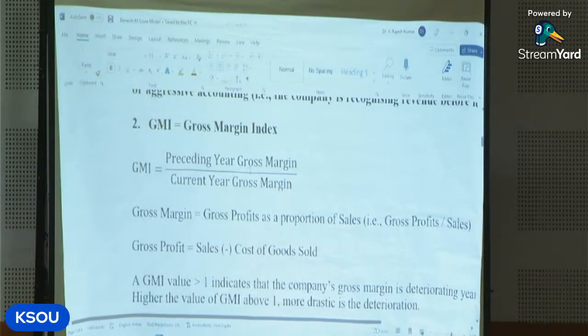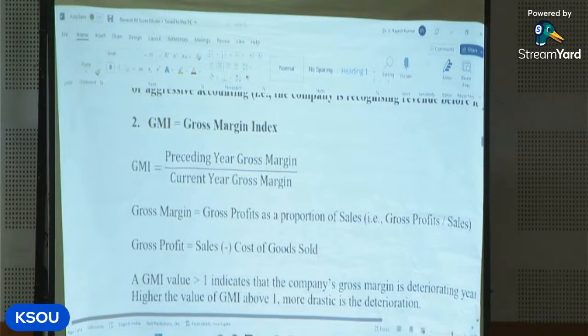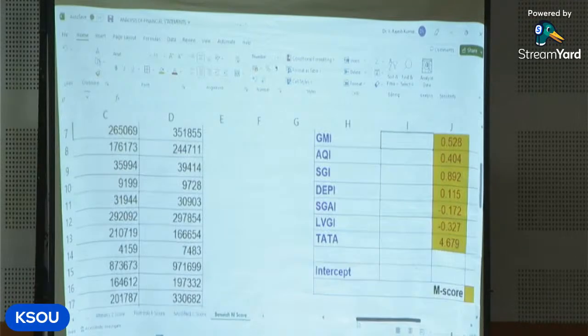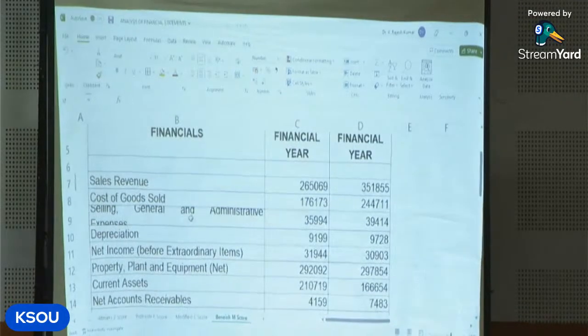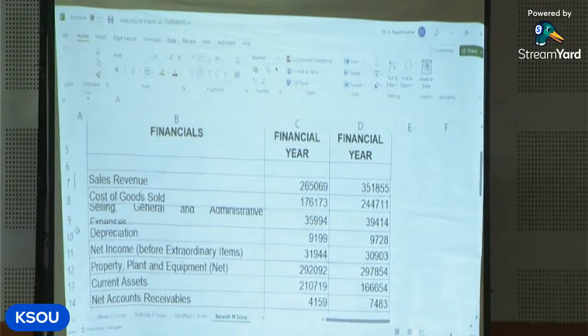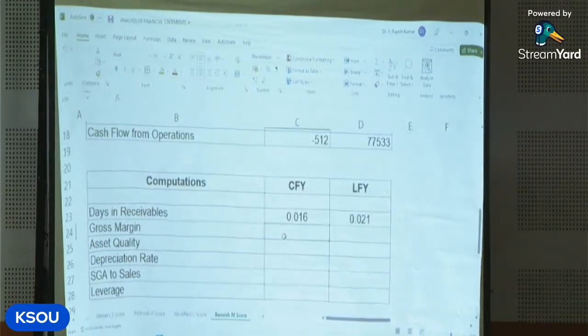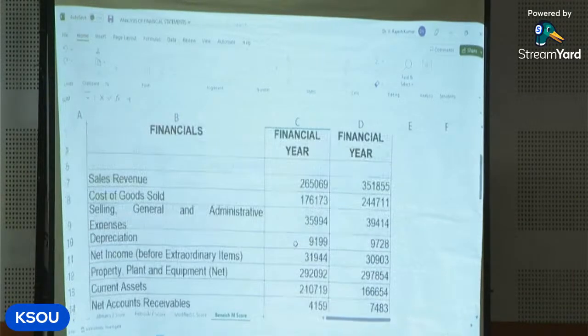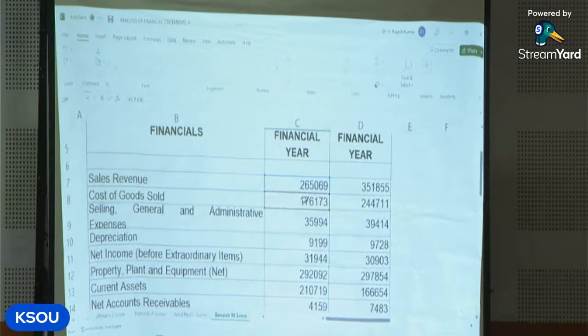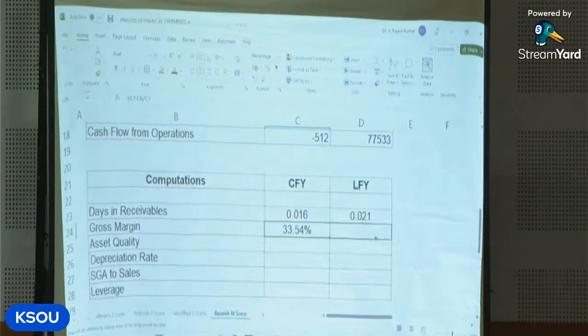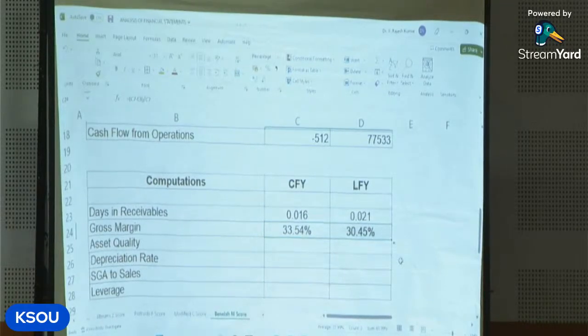Now, what's the next index that it says? GMI. It is called gross margin index. What is gross margin, sir? Gross profit as a percentage on sales. So calculate for last year, calculate for current year. Let me first calculate it here. Now, can you tell me from the information here, how can I get gross profit? Sales minus cost of goods sold. So I take sales minus cost of goods sold, that is gross profit, divided by sales. So current rate is 33.54%, last year 30.45%.